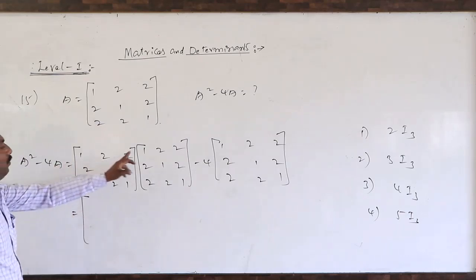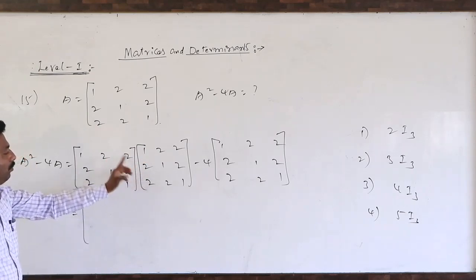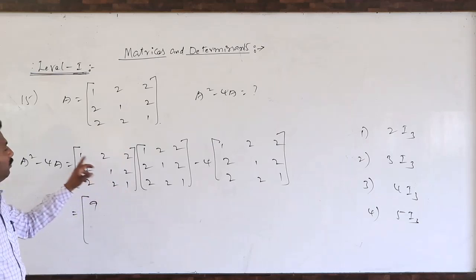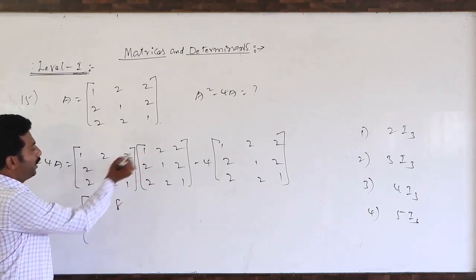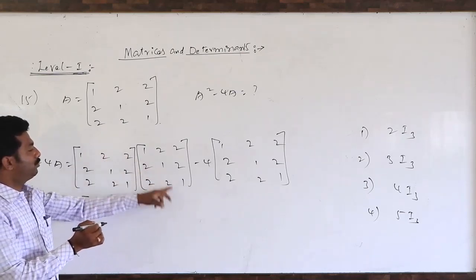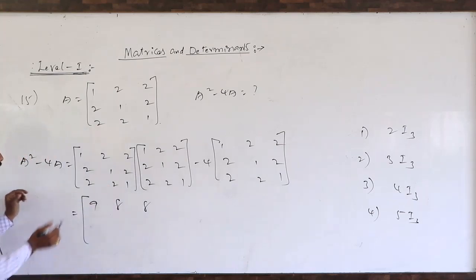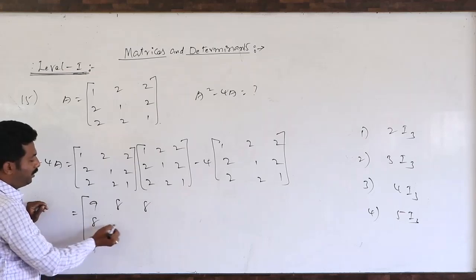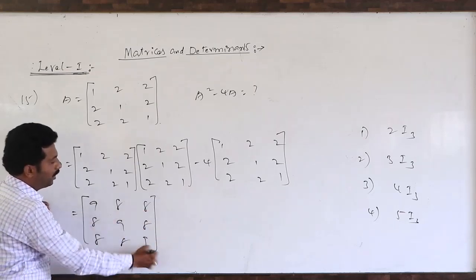See, first row, first column, this is 1 plus 4 plus 4, which means 9. First row, second column, 2 plus 2 plus 4, that is 8. Second row, second column, 2 plus 4 plus 2, means 8. Then 2 plus 2 plus 4, again 8. So the matrix is 9, 8, 8; 8, 9, 8; 8, 8, 9.